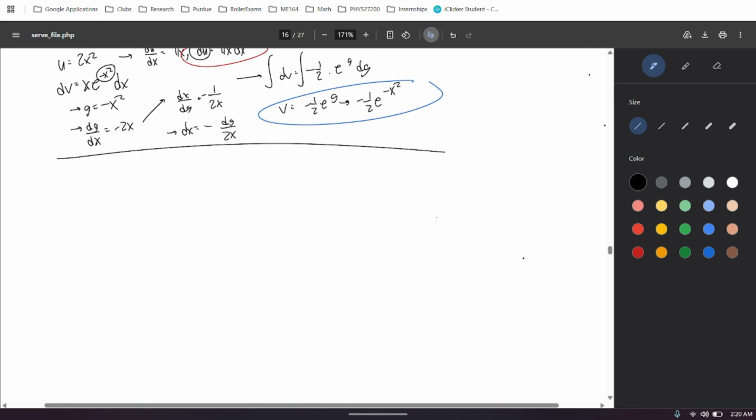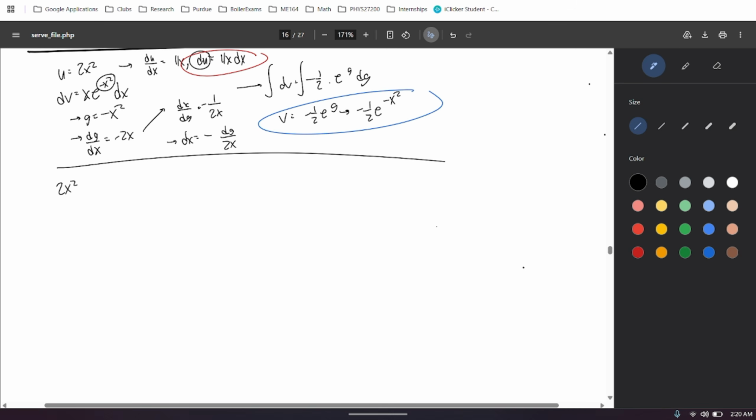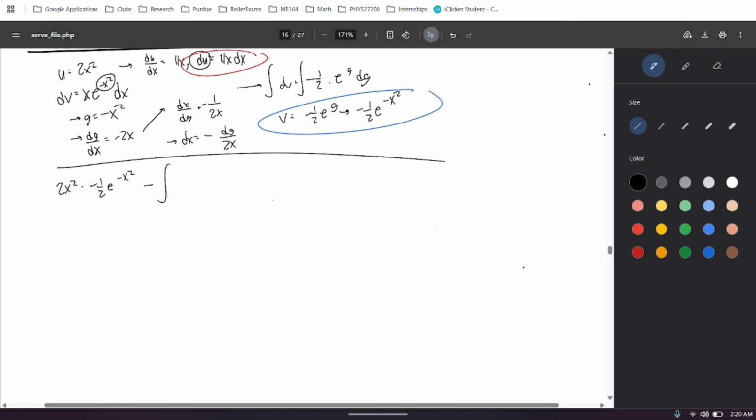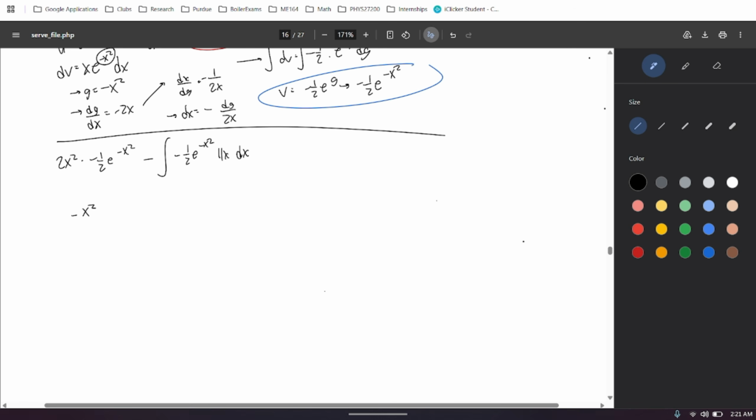uv minus the integral of v du. Well, we know that u here is equal to 2x squared, and v is equal to negative 1/2 e to the negative x squared, and then minus the integral, again, foregoing bounds for now to incorporate later, of v du. We know what v is. v is negative 1/2 e to the negative x squared. And then du is 4x dx. So we get negative x squared e to the negative x squared, minus the integral of negative 2x e to the negative x squared dx.